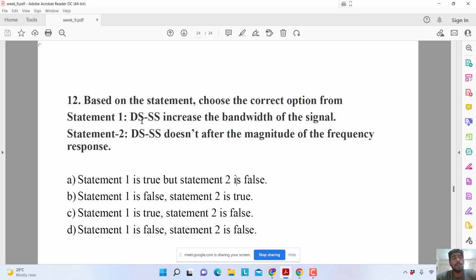And the full form of this scheme is direct sequence spread spectrum. From the last question, you can say that this scheme increases the bandwidth of the signal. So statement 1 is true, and you just have to tell whether this statement is true or false. It affects the magnitude or not.